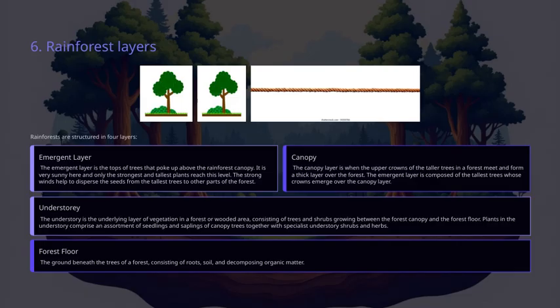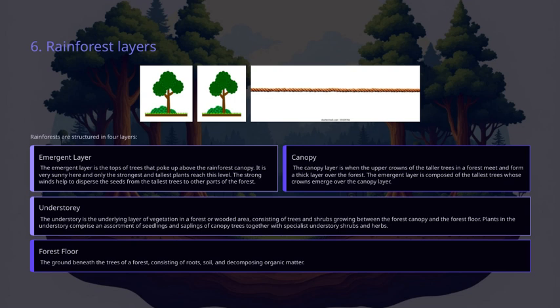This is the ground layer, which includes roots, soil, and decomposing organic matter. Despite being dark and seemingly quiet, it's actually a bustling hub of activity, full of decomposers and creatures that break down organic material and recycle nutrients back into the soil.